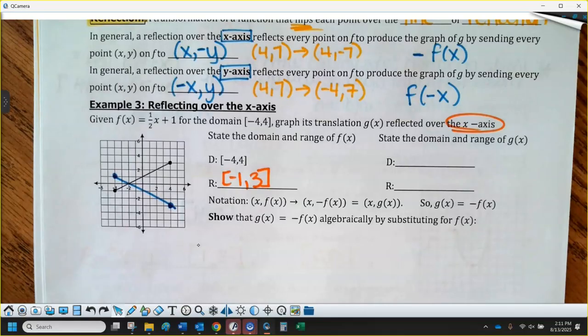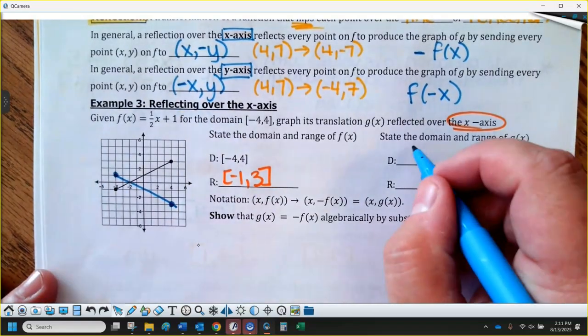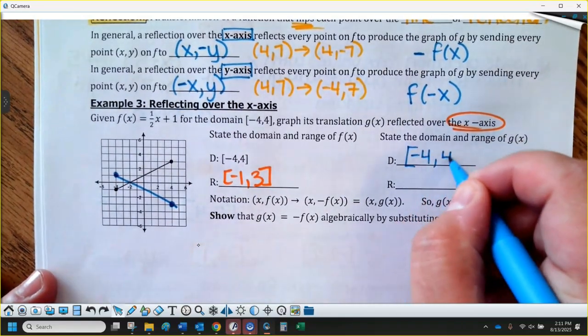Okay. Did my domain change if I flipped it over the x-axis? Like left to right? No. If you guys see, this is still between the same two. So the domain stays the same here. So this is negative 4 to 4.